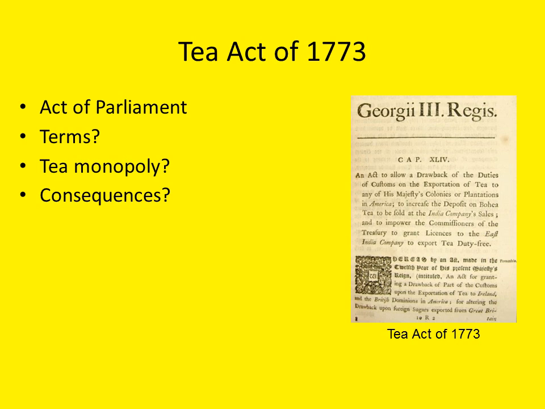The EIC was then able to sell tea more cheaply than smuggled Dutch tea sold by American merchants, even after factoring in the added tax. American tea merchants were essentially cut out of the picture, and there were quite a few of them in Boston, being a major port town. This law angered many colonists who saw this as a ruse to make the tea tax less obvious.